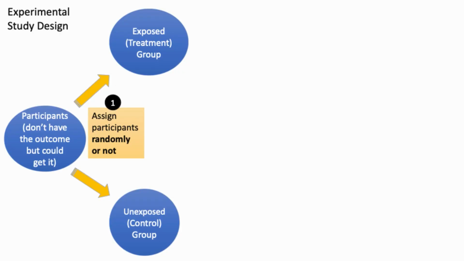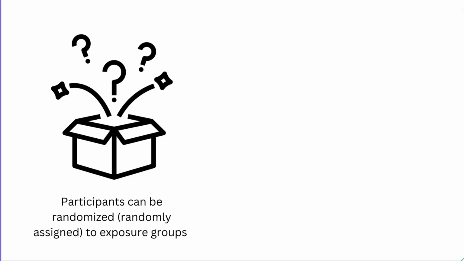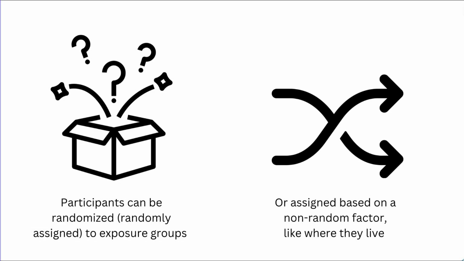The type of participants needed for an experimental study are those who are at risk of the outcome. So they don't have the outcome now, but they could possibly get it in the future. After volunteers are recruited, investigators assign them to an exposure group. Typically, these are called the treatment or experimental group and the control group. Participants can be assigned to these groups by a random method or non-random method. When they are randomly assigned, this is called randomization.